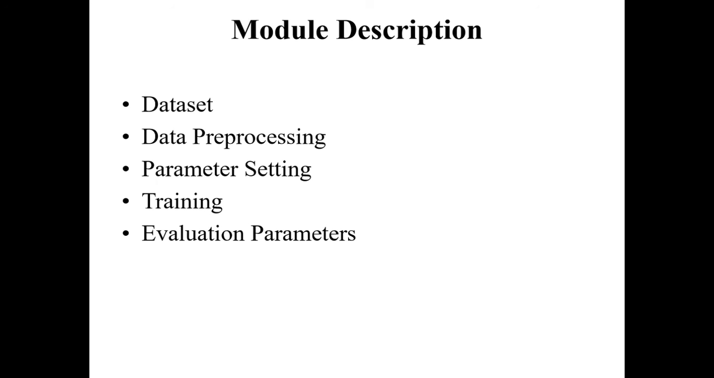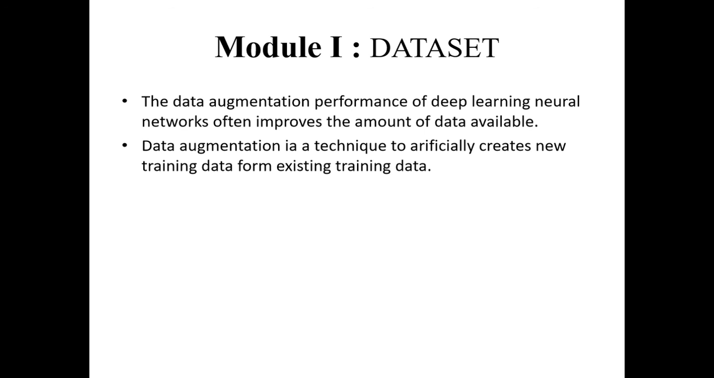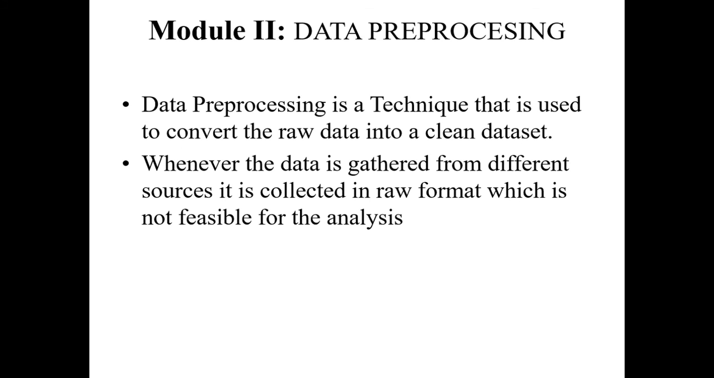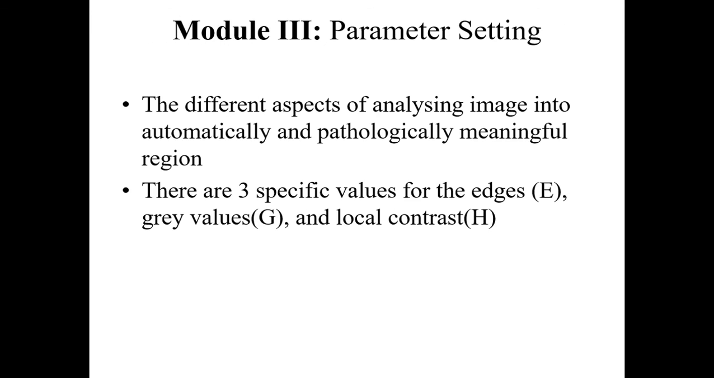Now we are going to describe this model's data set. Data augmentation: the performance of deep learning neural networks often improves with the amount of data available, and data augmentation is a technique to artificially create new training data from existing training data. Data pre-processing is a technique that is used to convert raw data into a clean data set. Whenever the data is gathered from different sources, it is collected in raw format, which is not suitable for analysis. So we use data pre-processing and parameter settings.